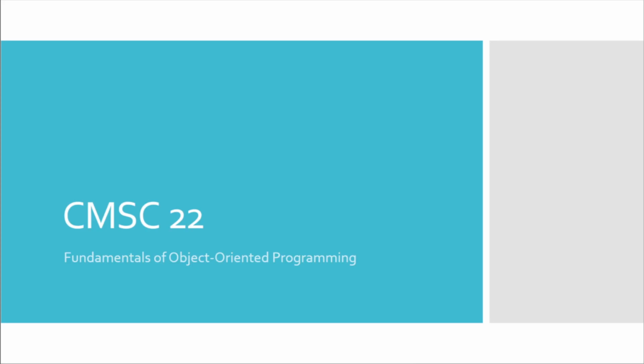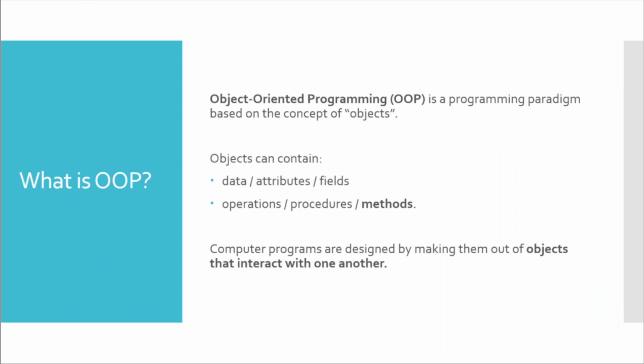Hello, this is ComSci 22, Fundamentals of Object-Oriented Programming, Lecture 1. This will be a very short lecture followed by a demonstration on how to install the latest version of Java in your Windows machine. Let's start with defining what object-oriented programming is, or OOP.